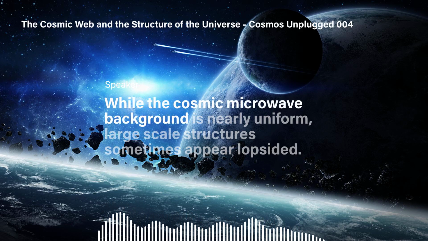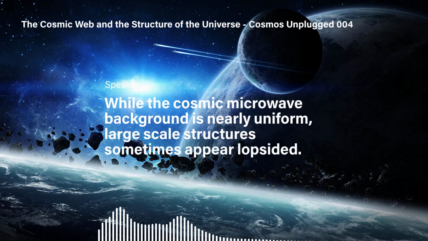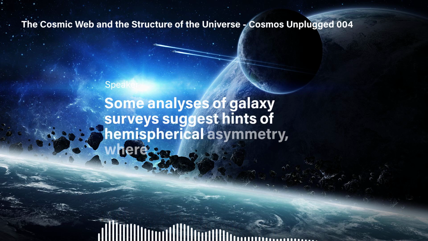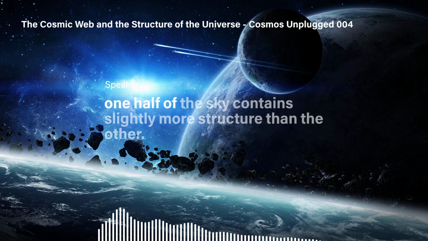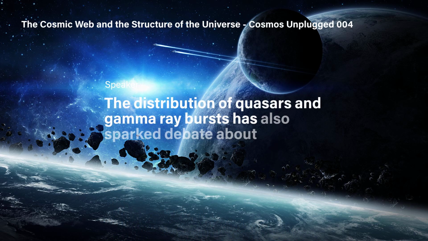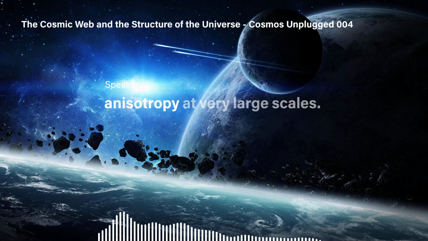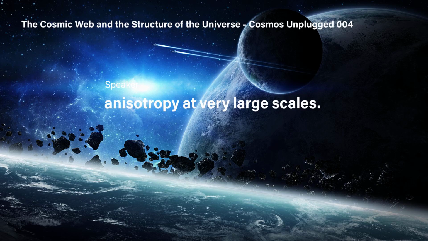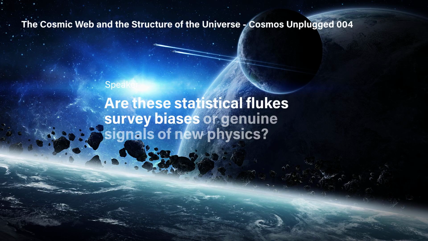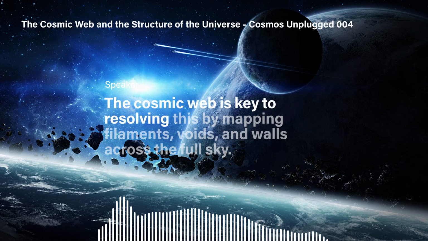While the cosmic microwave background is nearly uniform, large-scale structures sometimes appear lopsided. Some analyses of galaxy surveys suggest hints of hemispherical asymmetry, where one half of the sky contains slightly more structure than the other. The distribution of quasars and gamma-ray bursts has also sparked debate about anisotropy at very large scales. Are these statistical flukes, survey biases, or genuine signals of new physics? The cosmic web is key to resolving this.